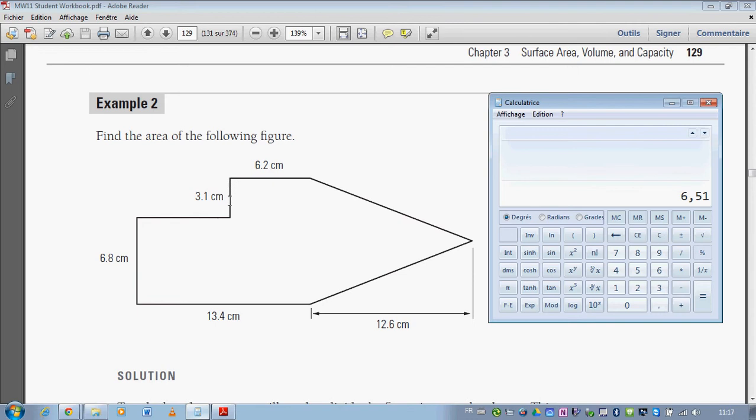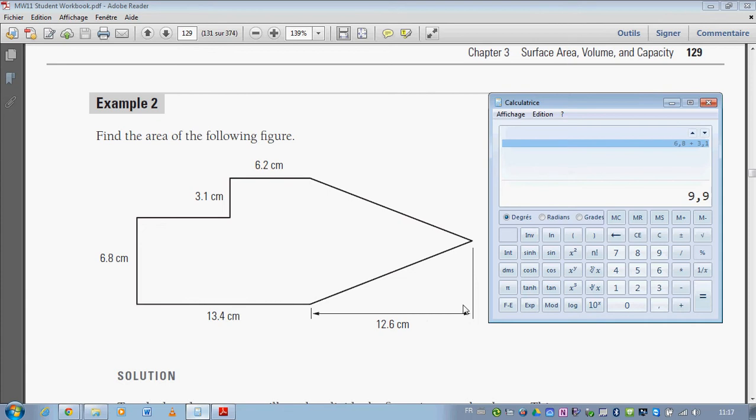So again, if this is 3.1 centimeters and this is 6.8 centimeters, the sum of these two would give you the total base right here, from this point up here down to this point right here. So doing that, 6.8 plus 3.1 gives me a base of 9.9 for this triangle. Okay, so that's the base.